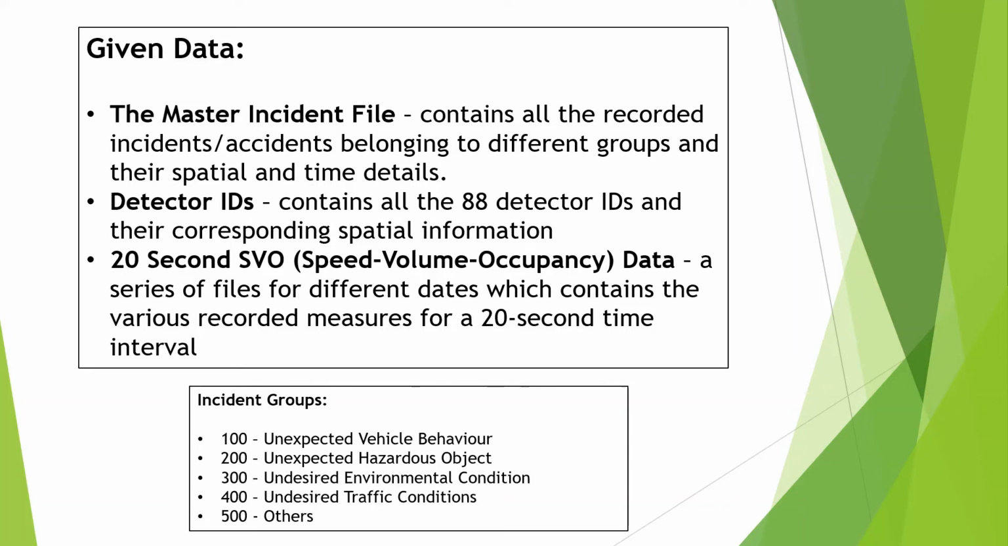We also have the different incident groups, which have been classified by Weak Roads, ranging from 100 to 500. We have unexpected vehicle behavior, unexpected hazardous objects, undecided traffic conditions, and others.